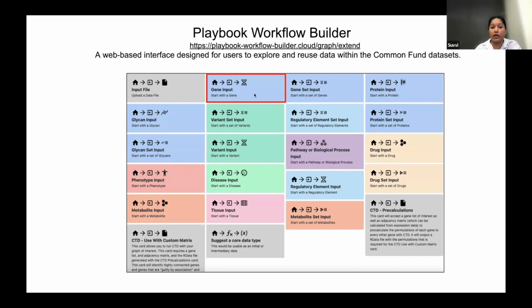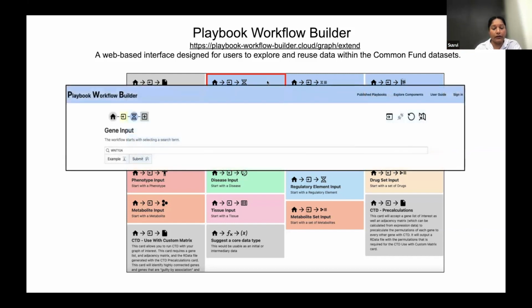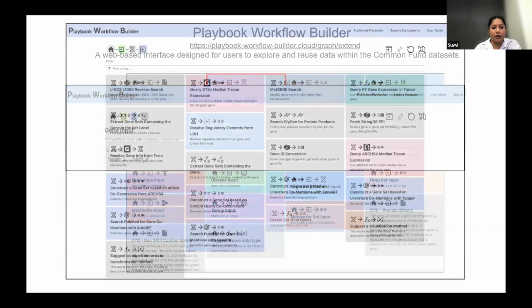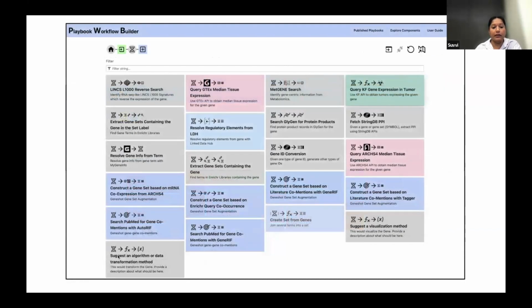So here I'm going to start with gene input. When you click that gene input card, you will see this pop-up box, and all that you have to do is enter a gene name. Here I selected Wnt10A, and you then submit. When you hit submit, you will see another set of cards. These are the cards populated with results from all different DCCs or different resources out there through their API queries. You can pick any of these cards to know more information on what that card is giving you.